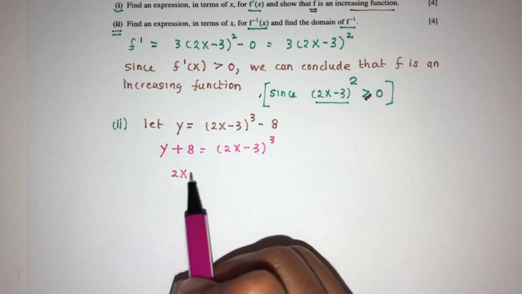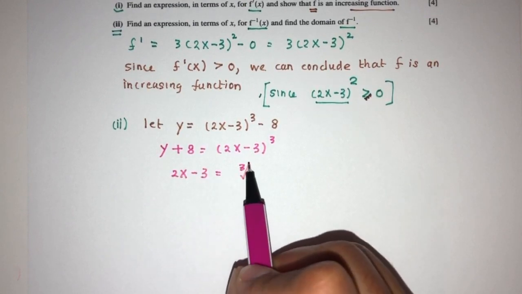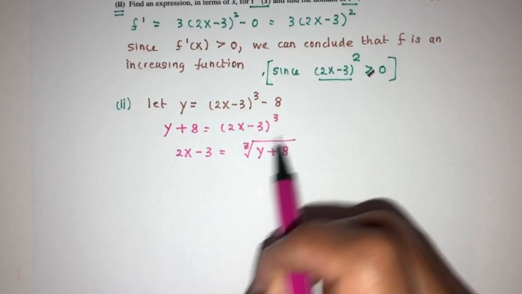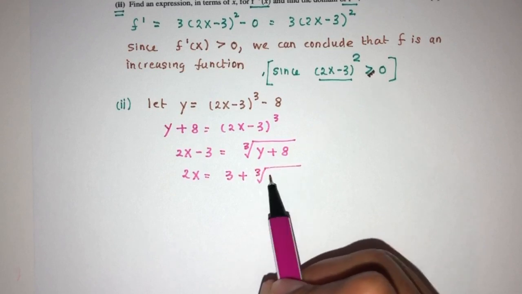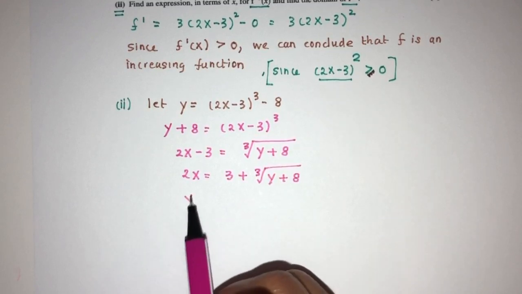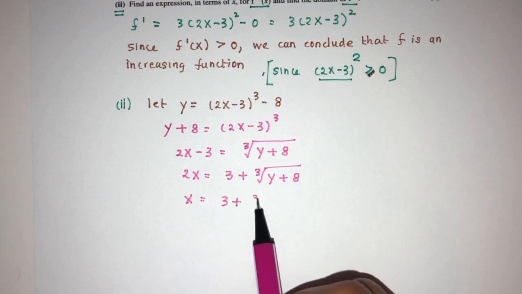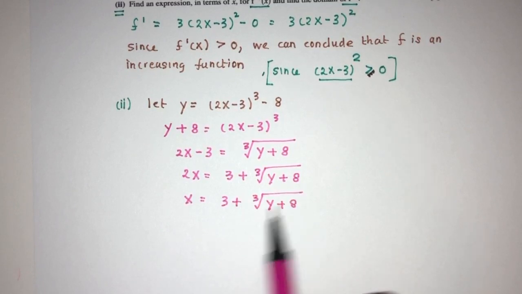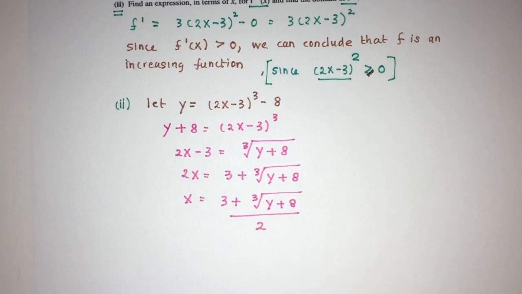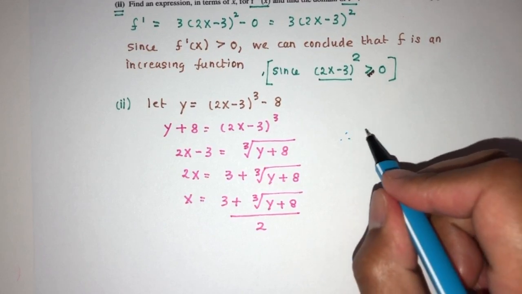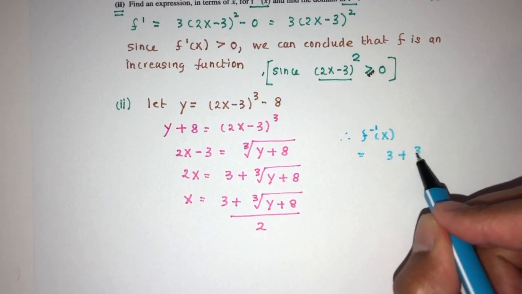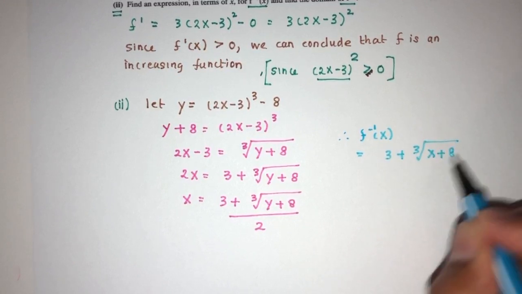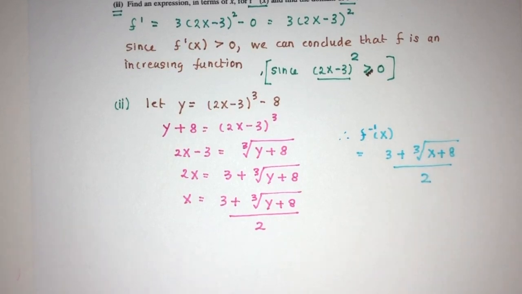Now 2x minus 3 should be the cube root of y plus 8. Now 2x has to be 3 plus the cube root of y plus 8. Finally, x has to be 3 plus the cube root of y plus 8, divided by 2. Okay, so great. Now we have x in terms of y, so finally we conclude that f inverse of x will have to be 3 plus the cube root of x plus 8, over 2. And that will be your answer.